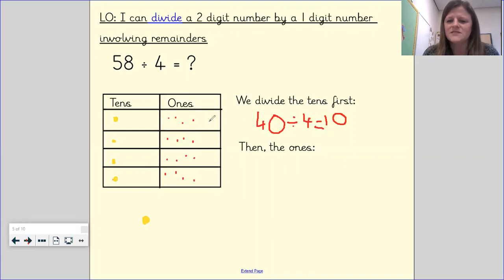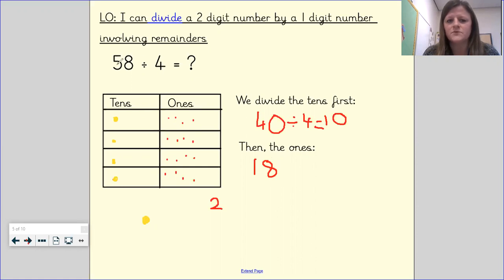Oh, if I've got 7, 8, I haven't got enough to share amongst my 4 groups, so therefore I've got 2 remaining. Okay, I had 2 remaining. So let's count up our groups. So altogether, sorry, we had 18 ones because we had 10 that we exchanged from here, and then our original 8.